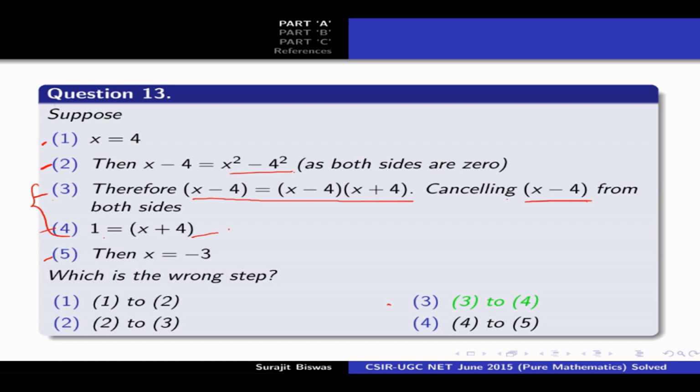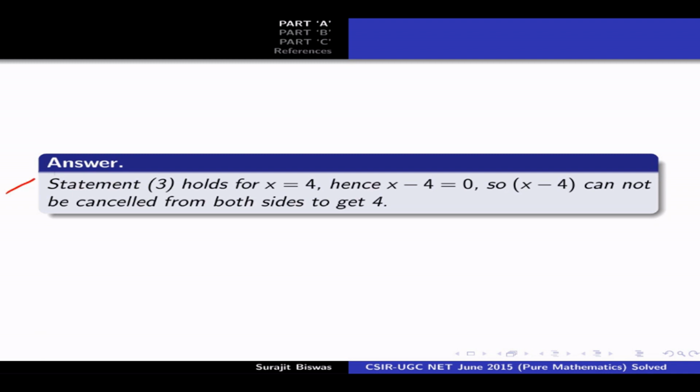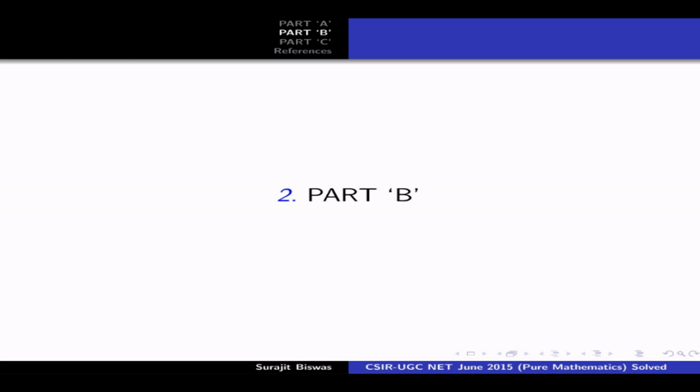Okay, the same thing is written here. Okay, so now we'll start with part B.